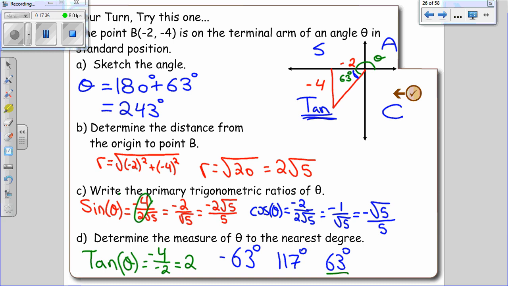How many people actually got that? Like, that's good. How many people got stuck with the rationalizing? That was a lot. Most people, that's where they got caught, right? On rationalizing and remembering how to do that. And that's okay. That's a long time ago, so it's just going to take some practice.